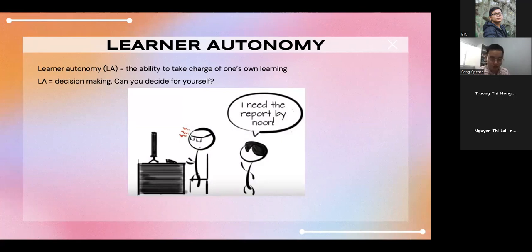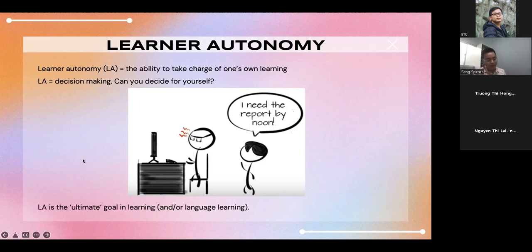For example, in this picture, it shows that this worker needs to do things that are required by his boss. I need to report my noon. So far, this worker has no autonomy at all. Whether this worker is autonomous or not depends on whether he can make the decision by himself. So autonomy, to keep it simple, is whether you can take the responsibility for your own learning, whether you can make your own decision.